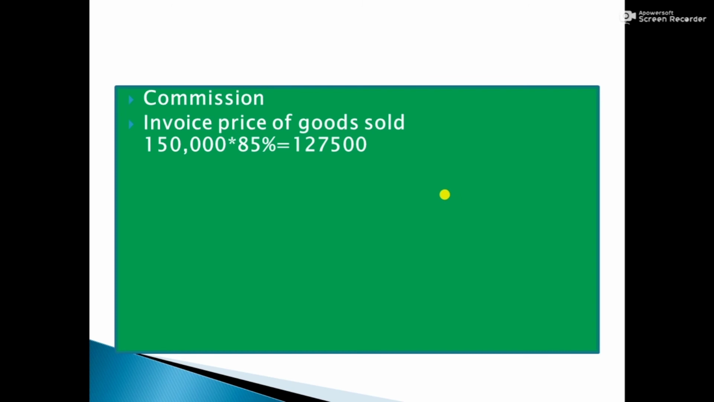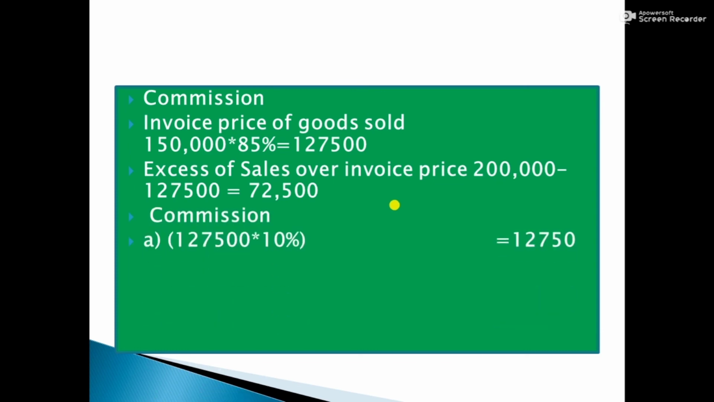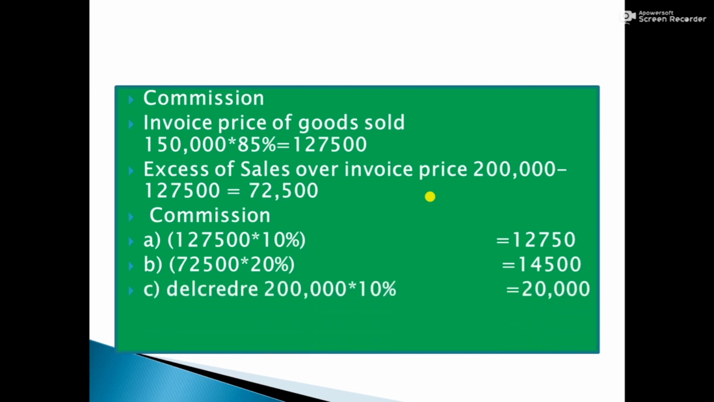The sale amount is 2 lakh. Therefore, the excess of sale price over invoice price is 2 lakh minus 1,27,500, that is 72,500. Therefore, the first commission is invoice price into 10%, that is 1,27,500 into 10%, 12,750, and for any excess, that is 20%, 72,500 into 20%, 14,500. In addition, del credere commission of 10% will be paid on sales. 2 lakh into 10%, 20,000. Total commission is 47,250. That should be debited to consignment account.